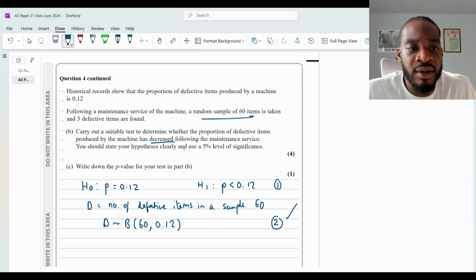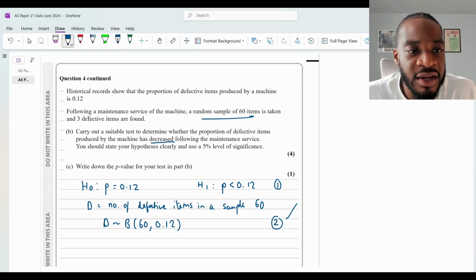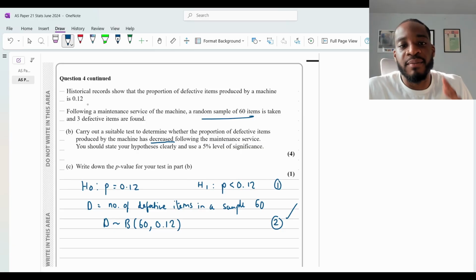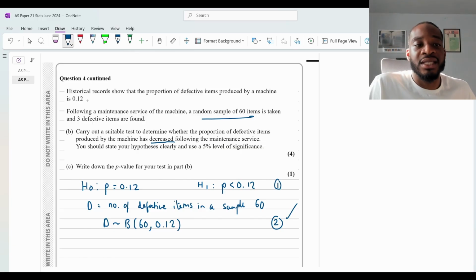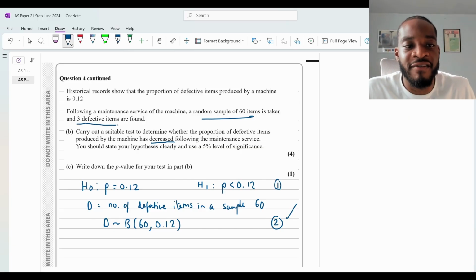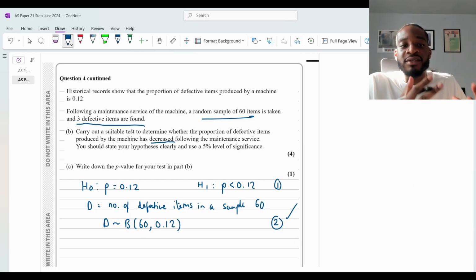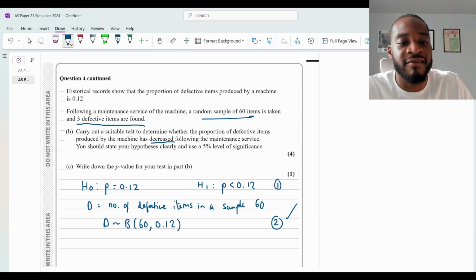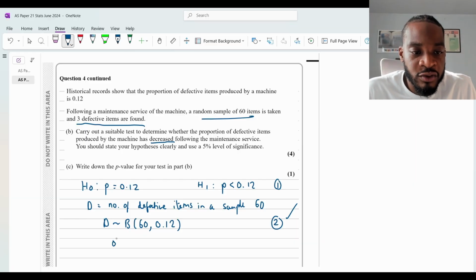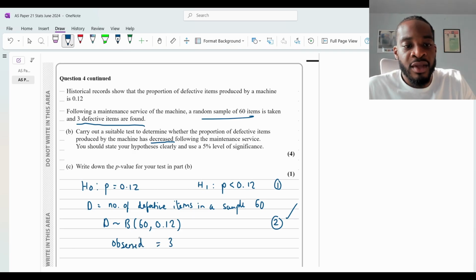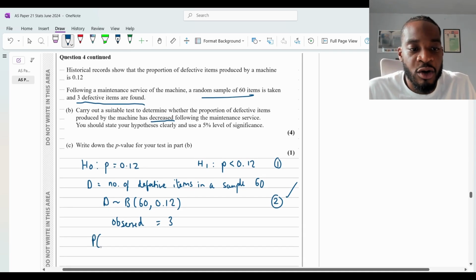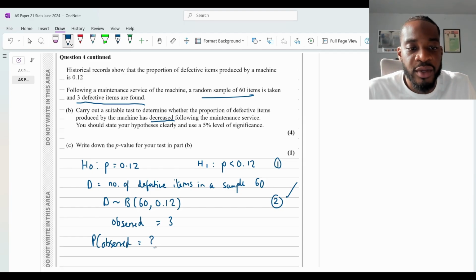Now, what is this observed value that I've been speaking about? Let's have a read of it again. Following a maintenance service of the machine, a random sample of 60 items is taken and 3 defective items are found. Well, in this sample size of 60, we've observed there are 3 defective items. So what I always do is write the observed value whenever I'm doing hypothesis testing. The observed value is 3. I need to figure out what the probability of observing that value is.